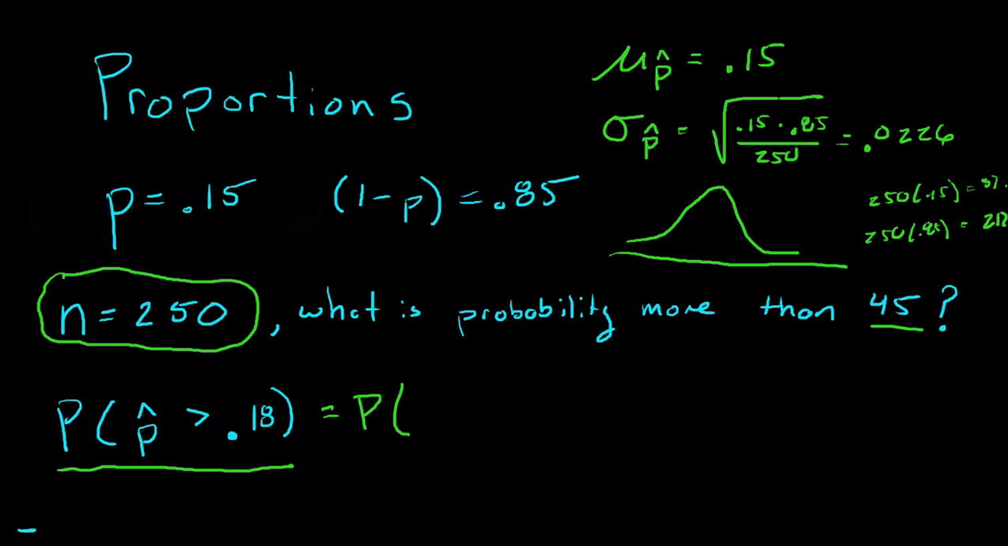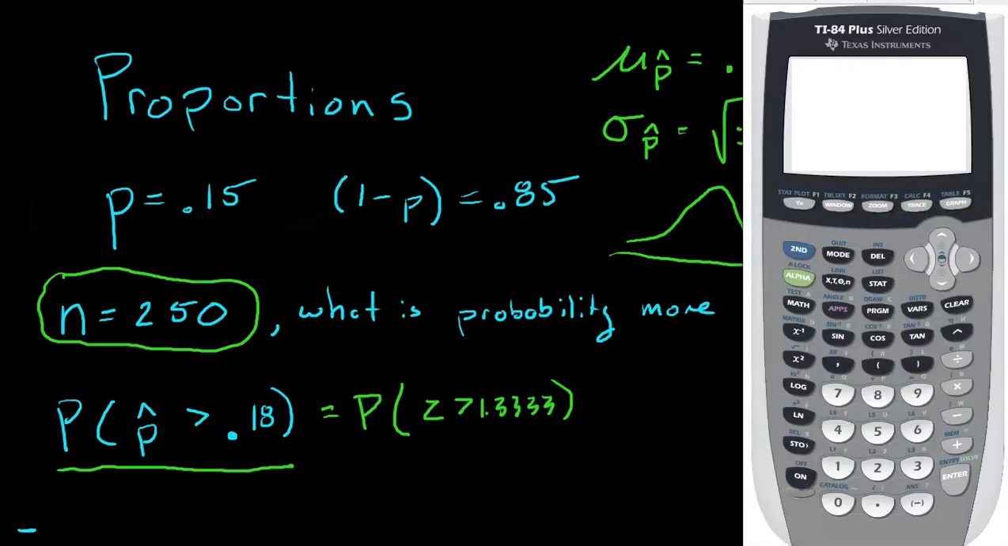So I'm going to take 0.18 minus 0.15. I'm not showing the work for this because I assume everybody knows how to find a z-score. 0.18 minus 0.15, that's the center. Hit enter, then divide that by the standard deviation, 0.0226. Now I get a z-score of 1.3333. So asking you to find a proportion greater than 18% is equivalent to asking you to find a z-score greater than 1.333 with the normal model.